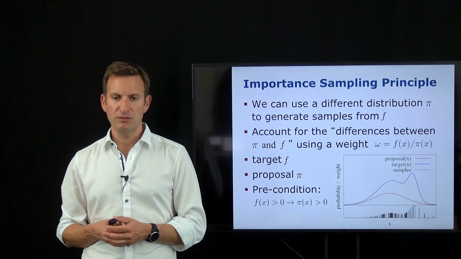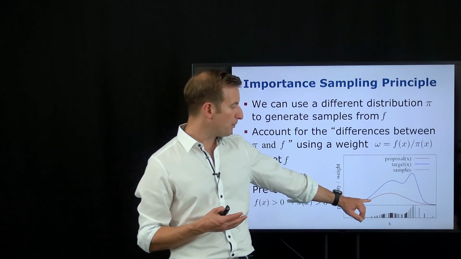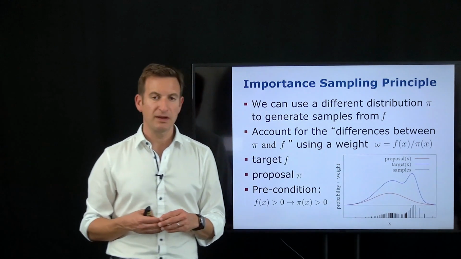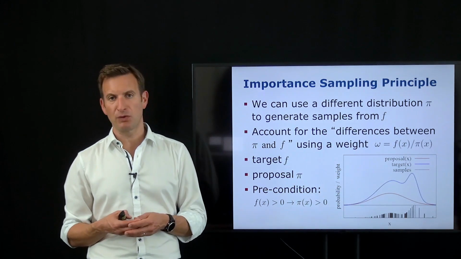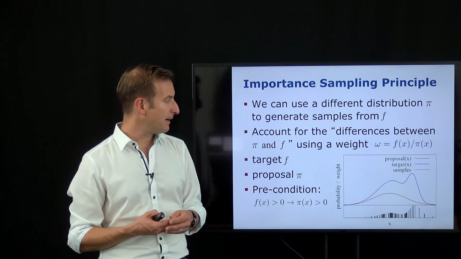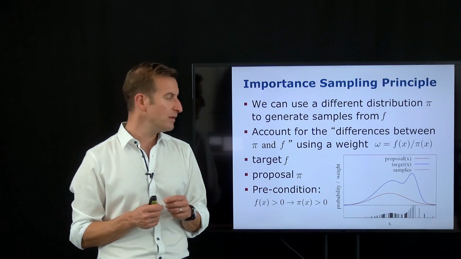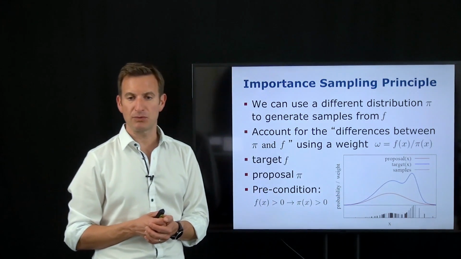So what I need to be able to do for this, I need to be able to draw samples from my proposal distribution, so from the red curve, and I need to be able to pointwise evaluate my target and my proposal distribution, so evaluate the function value for f and pi. But what I don't need to be able to do is generate samples from f, from my blue curve.